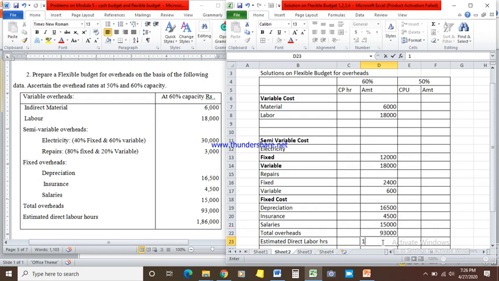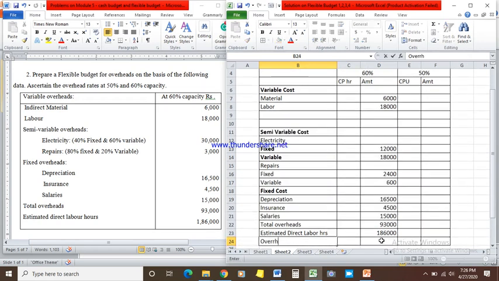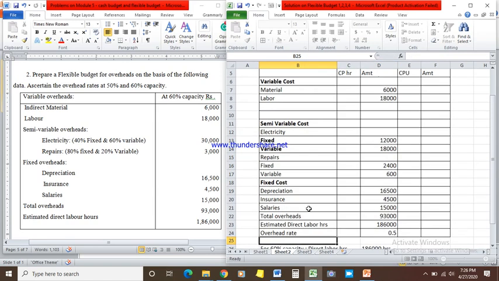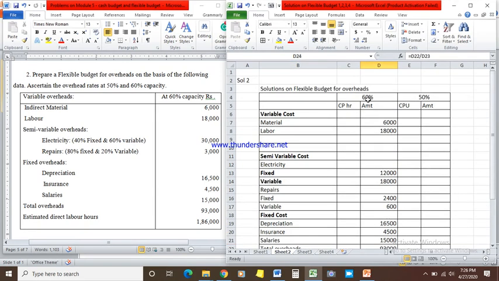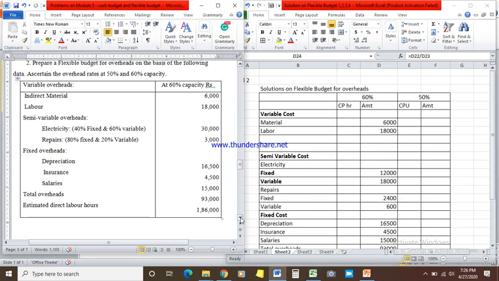So estimated direct labor hours, as given, is 1,86,000. So if I calculate the overhead rate, I divide the total overheads by the estimated direct labor hours, that is 1,86,000, and I get 0.50. So this is the present case when it is running at 60% capacity. Now in case it goes to 50% capacity, what happens? So we are given this information.